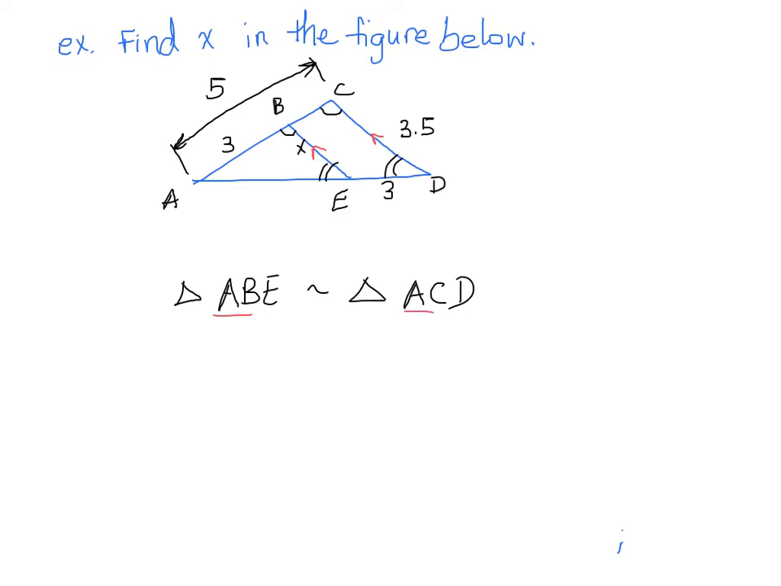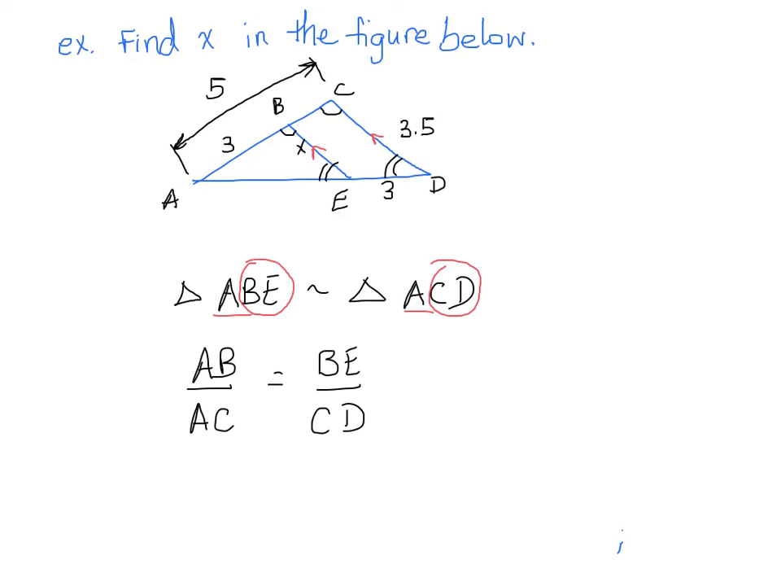So, AB over AC, since they are corresponding sides, will be equal to BE, and I'm getting that from here, the second and third letter, over CD. So that's equal to BE over CD. Alright, so now that we have our proportion set up, we can now just plug in our numbers.